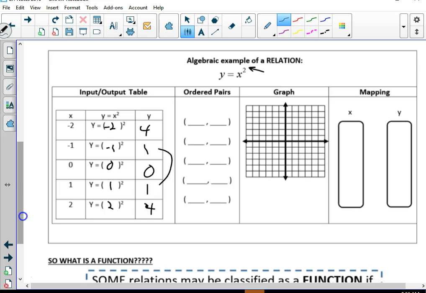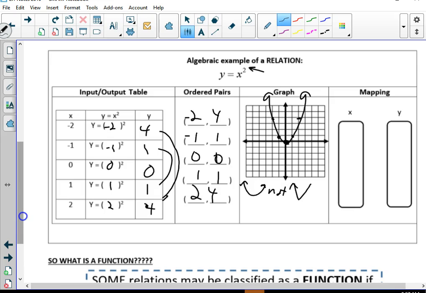Notice what we have here. We have the same numbers, because a negative number squared and a positive number squared are the same thing. So, we have the ordered pairs (-2, 4), (-1, 1), (0, 0), (1, 1), and (2, 4). So when we place those, we have a parabola, which is a U, not a V. So make sure you try to put a little bit of curve in that.